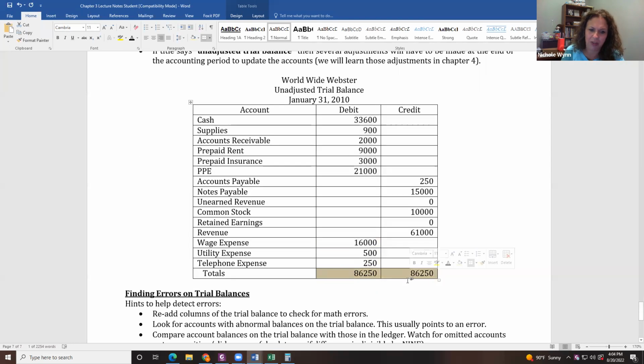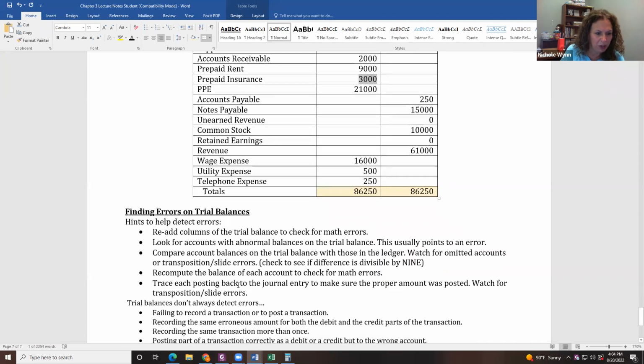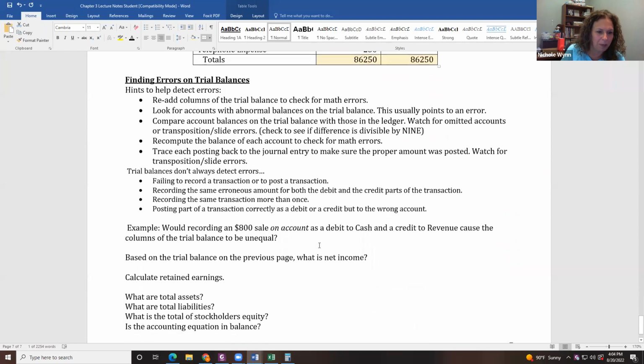One thing you can do is take the difference between these two numbers, and maybe the difference between the two numbers is 3,000 exactly. If that's the case, then maybe you just forgot to include that number. Okay. So go back and look for your mistakes.